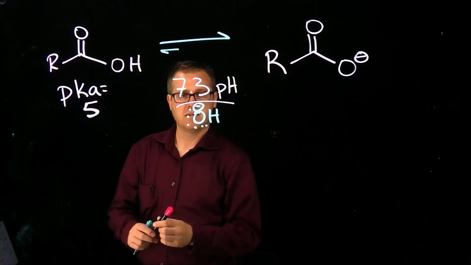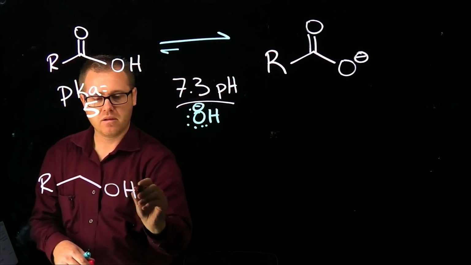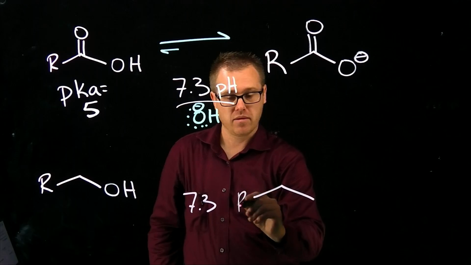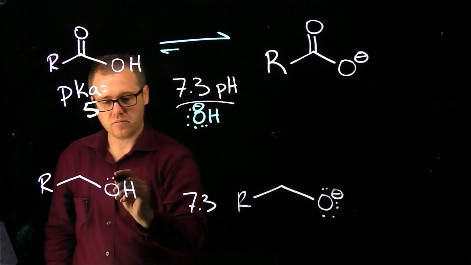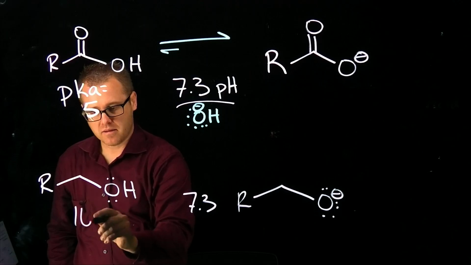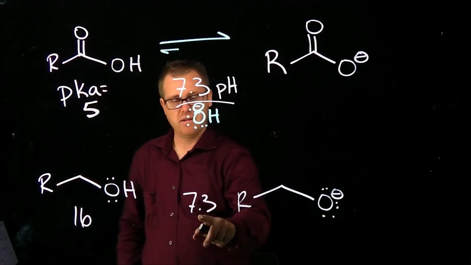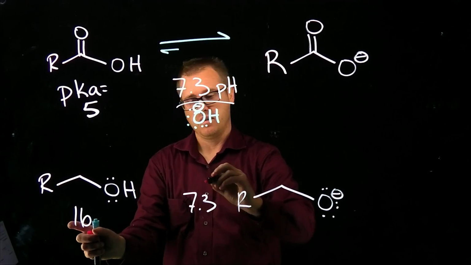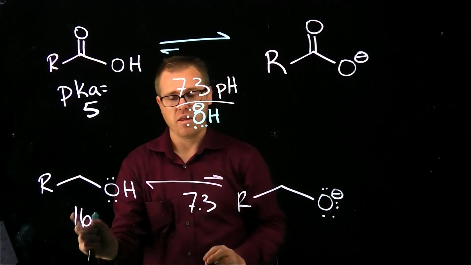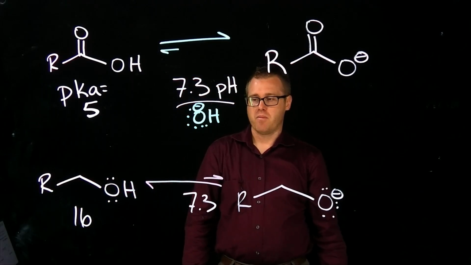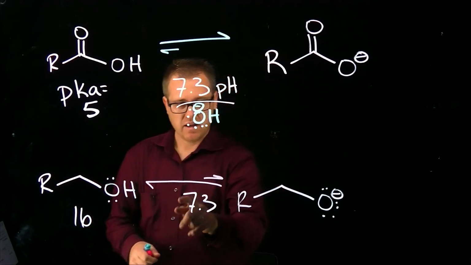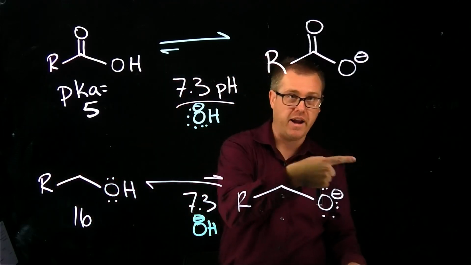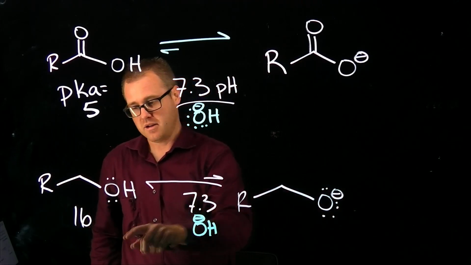Now let's contrast. Let's say I have an alcohol and we are at physiological pH 7.3. What does equilibrium look like? Well, I go to the pKa, which is 16, and 7.3. Now do you see how this guy is more basic than that number, because it's larger? So equilibrium is going to favor that way. Because what's happening here is there's not enough hydroxide ions in here to force it to the right, because its pH is smaller than this pKa.